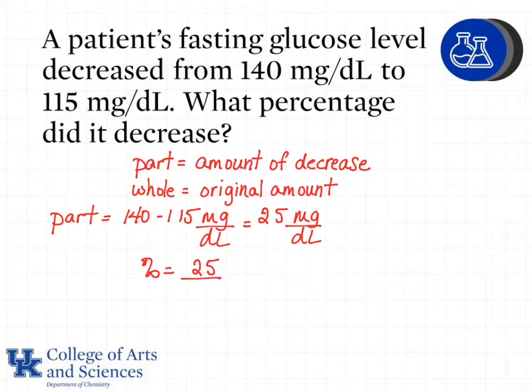Then we plug it into our equation, so percent equals 25, which is our part, over the whole, which remember is our original amount, which was 140 milligrams per deciliter, times 100, and we find that the percent decrease is 18%.